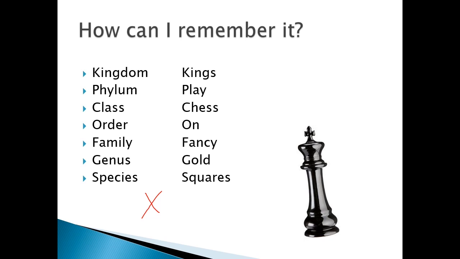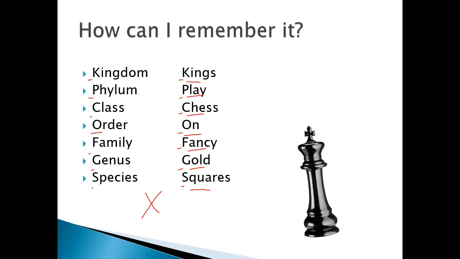And one of the things we do at GCSE to help us remember these things is we use different rhymes. So if we think here, kingdom, phylum, class, order, family, genus, species. If you remember, kings play chess on fancy gold squares. If you can think about the first letter, that will help you to remember the first letter of the different groups. But I say you're not going to need that for Year 8 anyway.